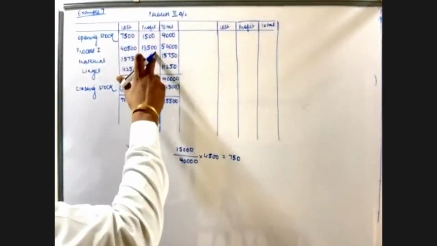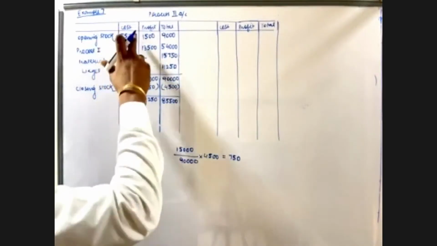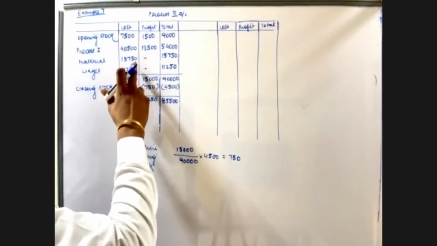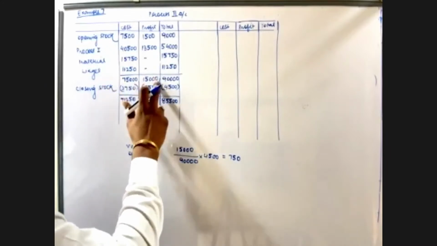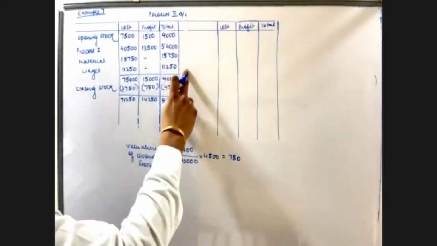This is 1,500 plus 13,500, 15,000. This is the total cost, that is 7,500 plus 4,500 plus 51,750 plus 11,250, that is 75,000. 75 plus 15 is 90,000. The total of this side is also 90,000.